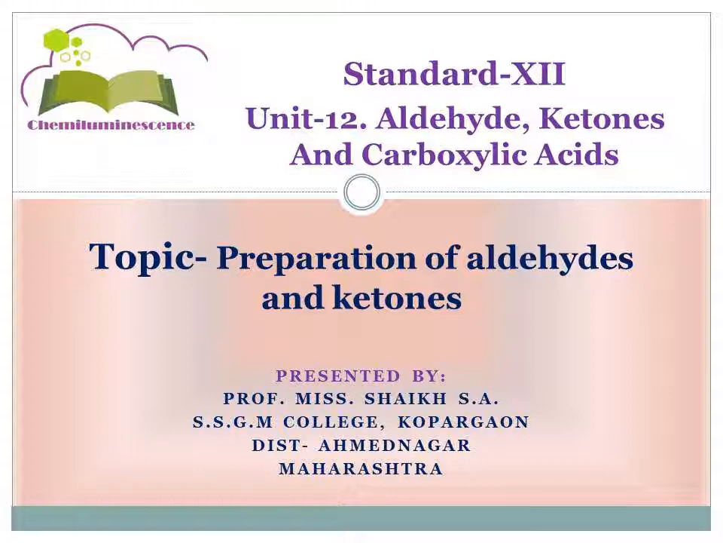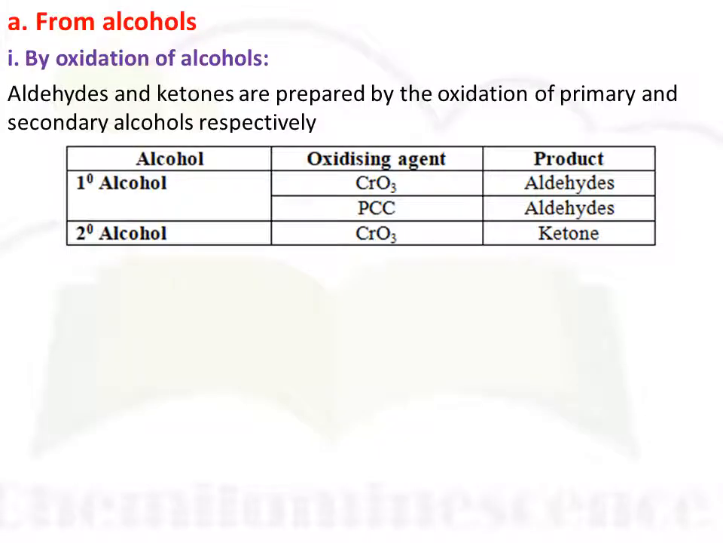In this video, we will study a topic, preparation of aldehyde and ketones, from unit number 12, aldehyde, ketones and carboxylic acid. First method of preparation of aldehyde and ketone is from alcohols by oxidation of alcohols. Here we are using alcohol as a starting material, that is the reactant.